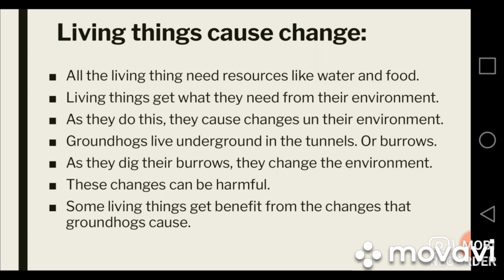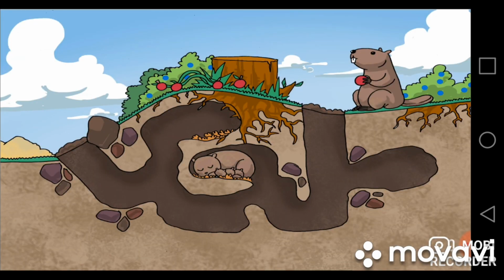The groundhogs dig tunnels to live underground, and these tunnels are also called burrows. As they dig burrows, they change the ecosystem, and these changes can be harmful in some ways and beneficial in other ways. Some living things benefit from the changes that groundhogs cause. For example, you can see in this picture, foxes, rabbits, and some other animals can live in the burrows that are dug by the groundhogs, and they get a habitat in this way.